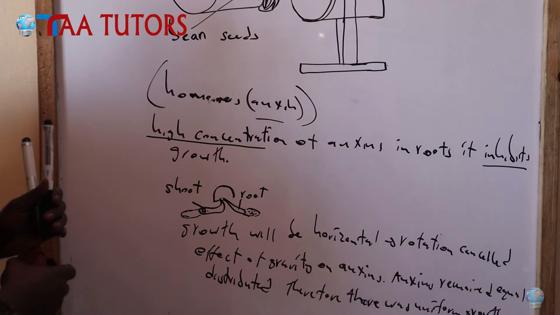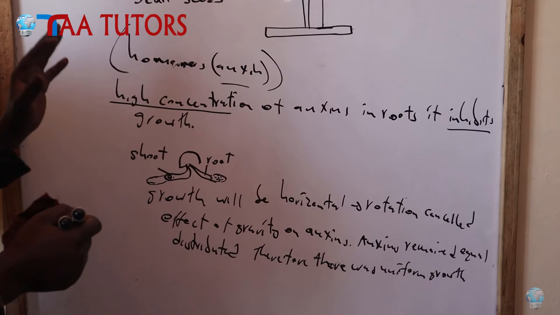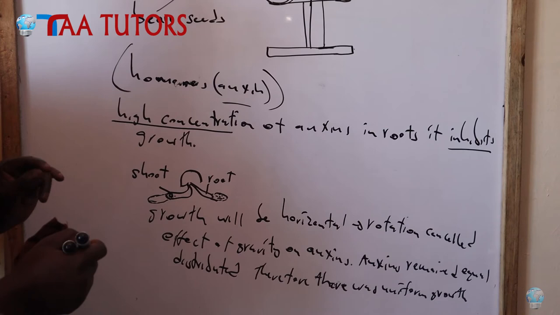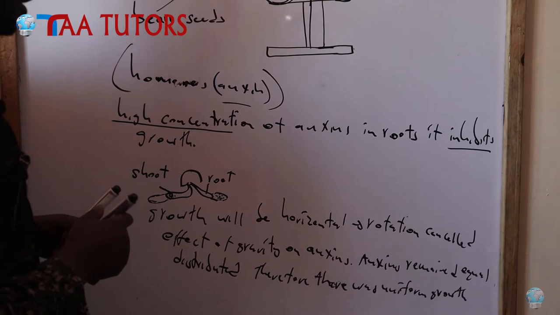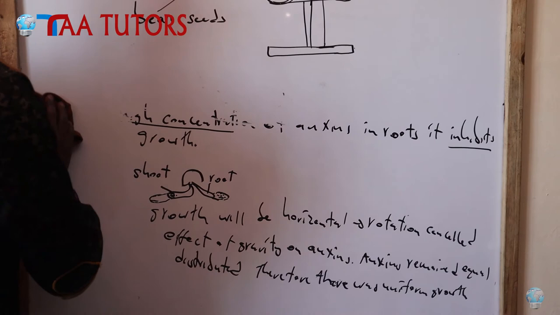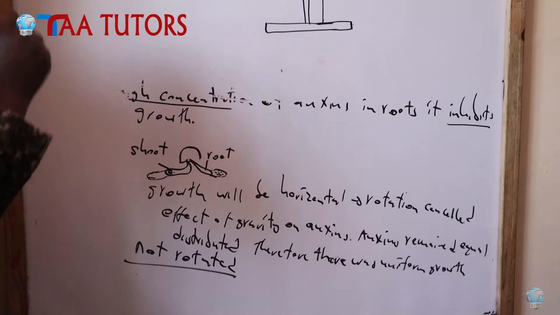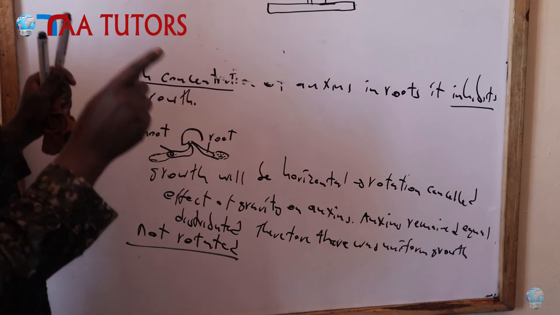Now, in any case, if we were to have a control of this particular experiment, whereby we have other seeds, we can have another seed in the same setup, and then that particular seedling, now we decide not to rotate the clinostat. What will happen? Let us have a look at this. Suppose the clinostat is not rotated. Now when we don't rotate it, it means that the gravity has an effect. There is that effect of gravity. So gravity will be pulling the auxins.